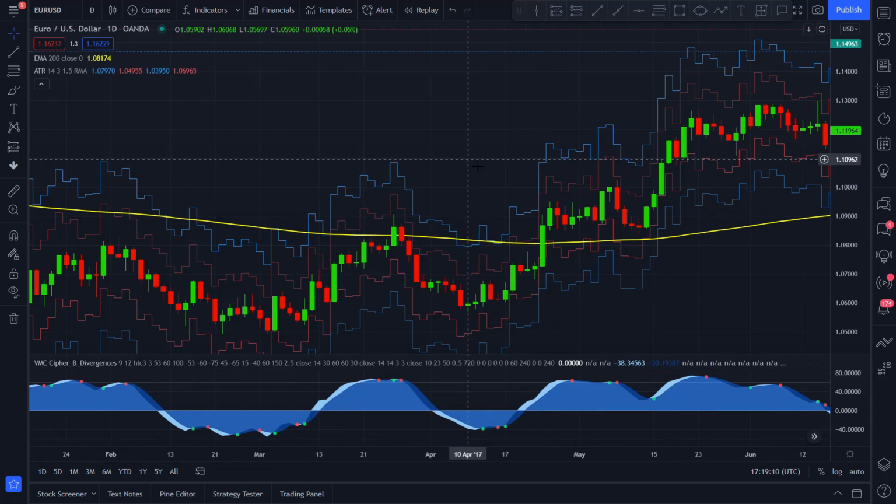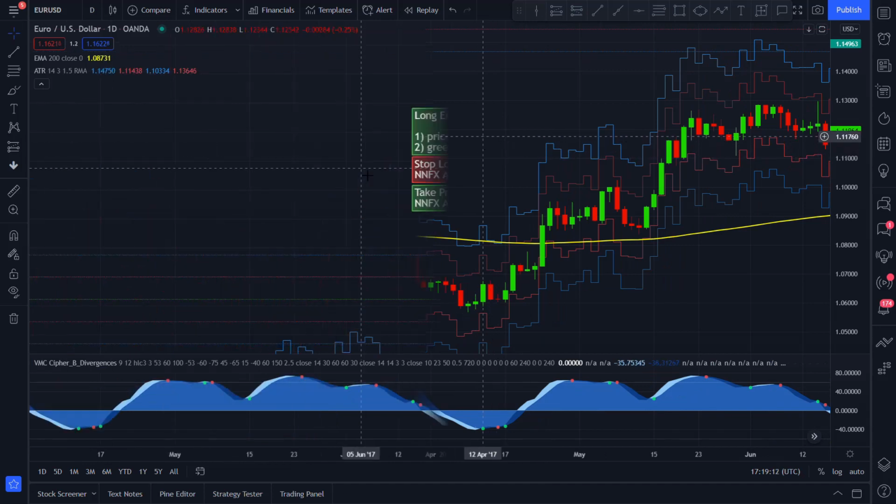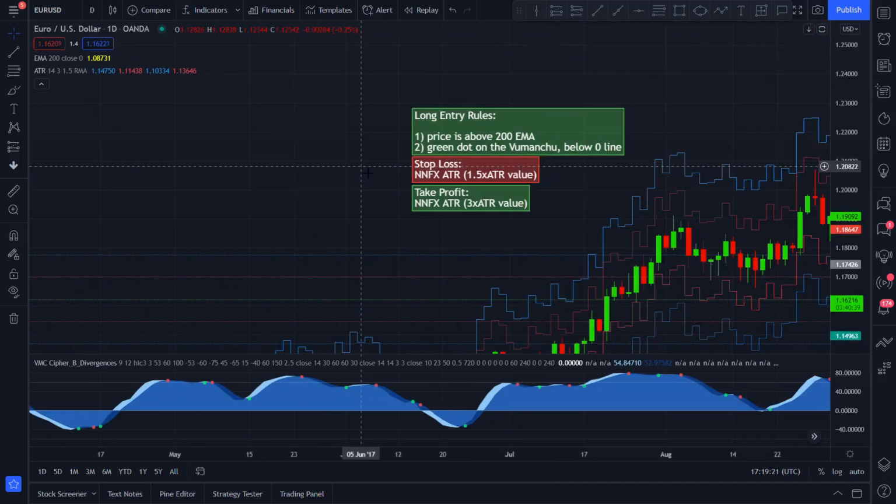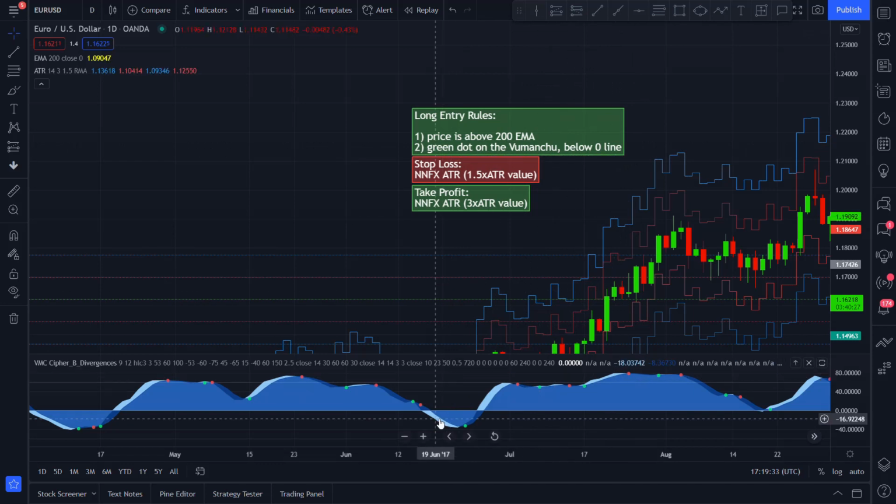And now, let's see the rules for a long entry. For a long entry, you only need 2 criteria to be met. The first one is that you need to have the price above the 200 EMA, and the second one is that you need to get a green dot on the Wecome below the 0 line. So what I mean by that? As you can see, this line is going to be the 0 line, and these are our green dots.